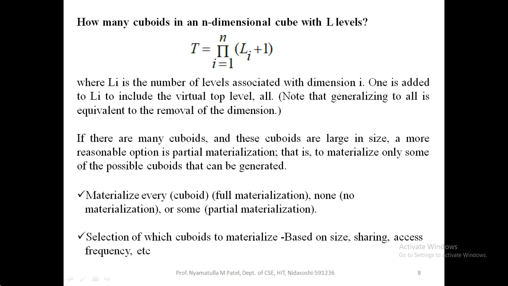Now, let us come to the point: how many cuboids are there in an n-dimensional data cube? If there were no hierarchies associated with each dimension, then the total number of cuboids for an n-dimensional data cube will be 2 raised to n. That is a simple thing. If there are no hierarchies associated with a data cube, then it will be directly 2^n. However, in practice many dimensions do have hierarchies.